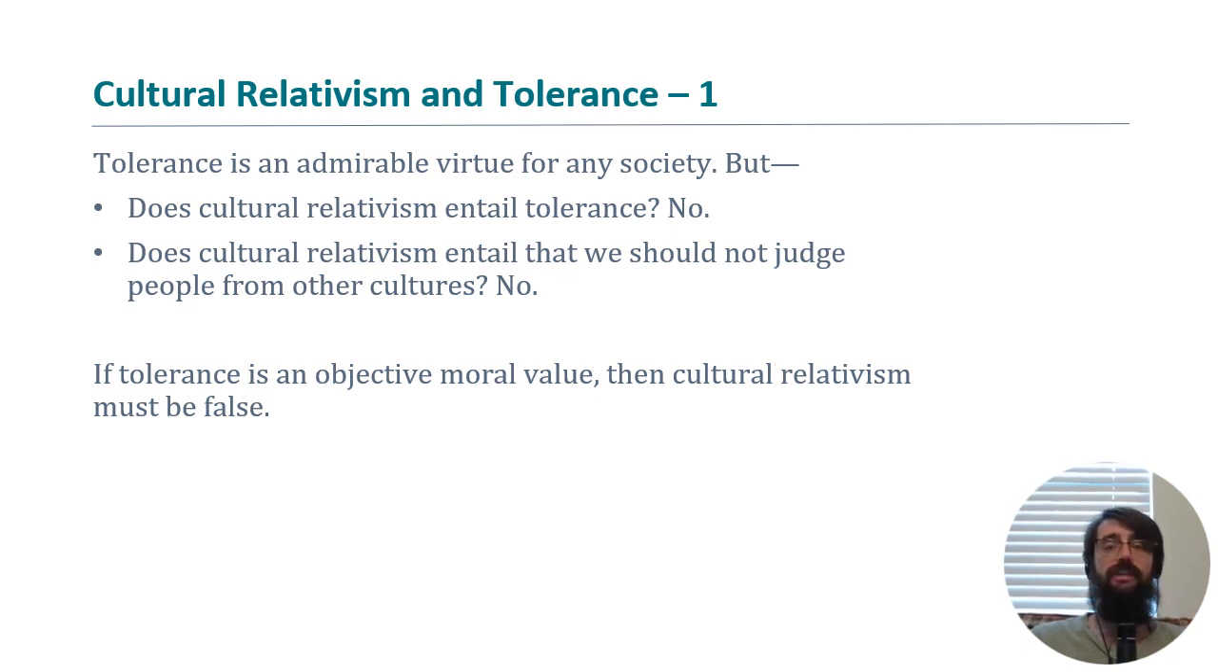Now, if you think that it is objectively good to be tolerant of other people, or it is objectively good not to make hasty or ill-informed or unreasonable judgments about other people, then you're going to think that cultural relativism is false. Because if tolerance is an objective moral value, or if there are reasonable limitations on the kinds of judgments that we should make about other people, and there objectively are such limitations, then moral objectivism would be true, not cultural relativism.